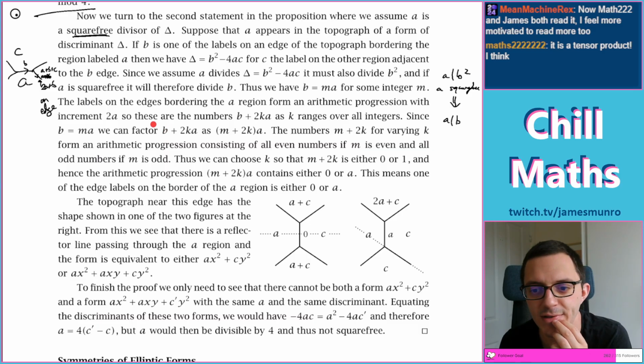Okay, so 2A plus B as k ranges over all the integers. So going around the A region, you get these things. Feels like we should be using this faster. I've said I wouldn't change page, so I'm going to stay here for the next 5 minutes.